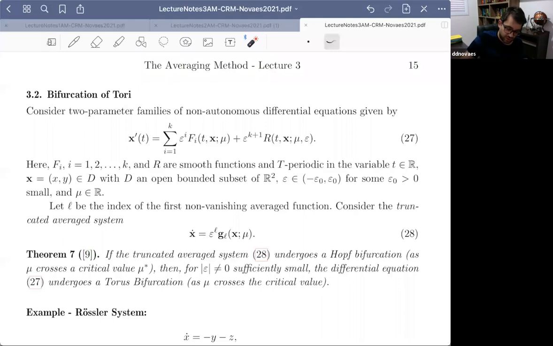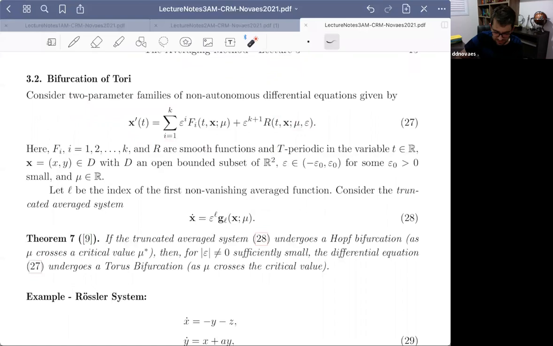Then in order to study this problem, we consider differential equations given in this standard form, but here we have 2 distinguished parameters. In the standard form that we have studied before, we had only the small parameter, which was epsilon, but here we have epsilon and also mu, which are 2 parameters. So we consider 2 parameter families of non-autonomous differential equations. This is written in the standard form according to epsilon. Then we can compute all the averaged functions here. Okay, I assume that it's smooth and all the good properties.